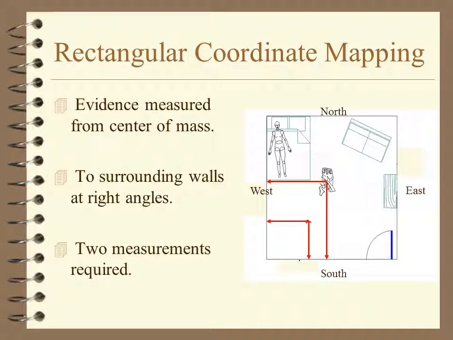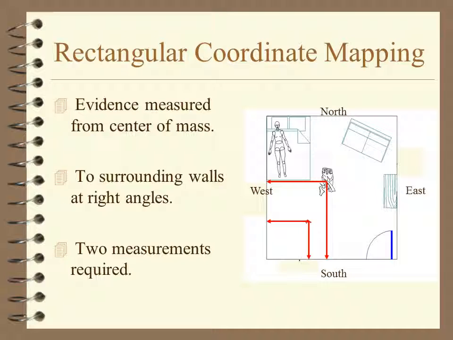For example, we have this picture of a sexual assault where you have a victim, you have a pile of dirty clothing, and you have a firearm. In this case, you have two measurements taken from the center of mass to the mass of dirty clothing, and then it goes to the wall at right angles. It only requires two measurements.